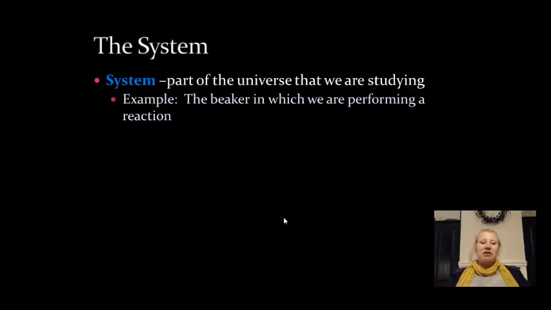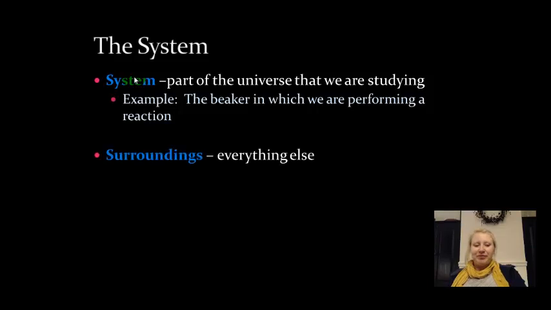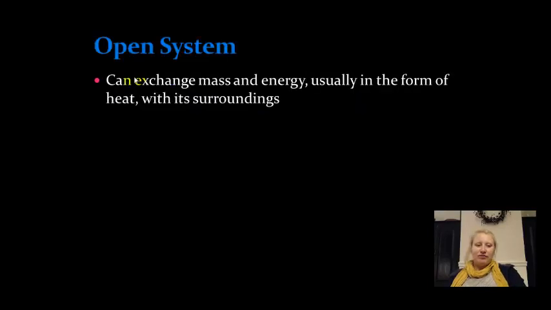Now, in thermodynamics and thermochemistry, there's two things that we look at. The first part is the system. So the system is the part of the universe that we're studying. For example, if you're doing a reaction in a beaker, the beaker would be the system, everything that's included in that beaker. Everything else we call the surroundings. So, we can have an open system, which means that you can exchange mass and energy into the system. And usually that's in the form of heat, this energy change. And the open system is exchanging that mass and energy with its surroundings.